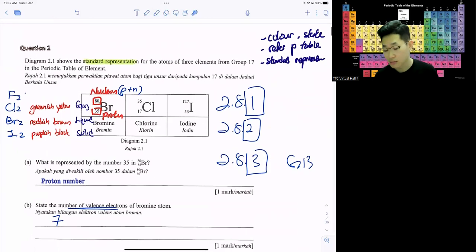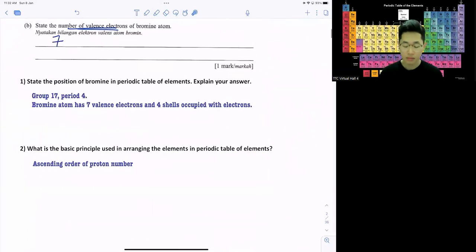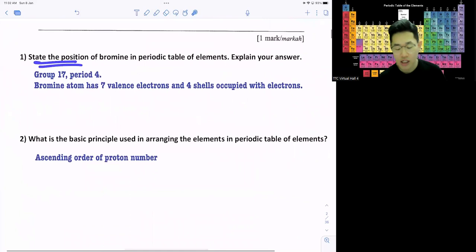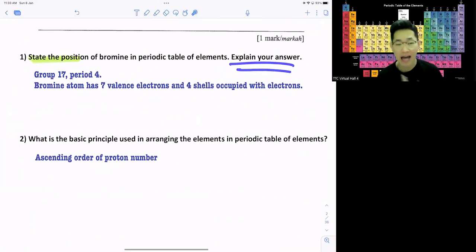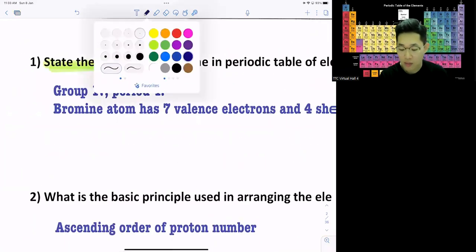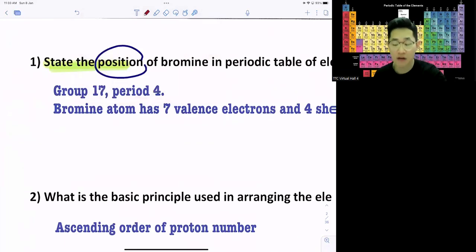Then, no more. State the position. So the tip says position is important. So the position of whatever elements in the periodic table, you have to be able to explain it. So first, to be able to mention the position of the element in the periodic table, you need electron arrangement. Okay, you need electron arrangement most of the time.